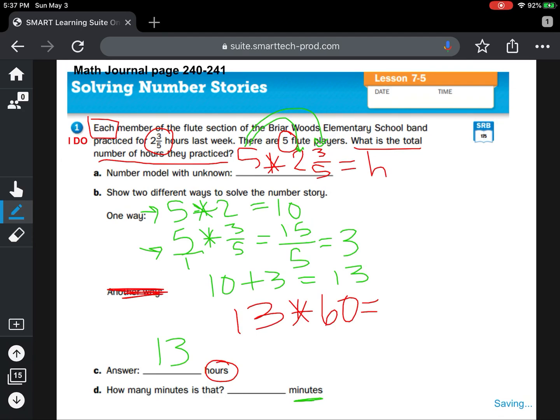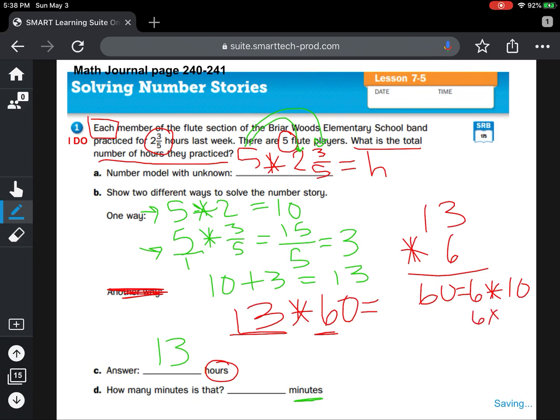Now multiplying 13 times 60 can be kind of hard because those are big numbers. So let's make it easier. Let's just multiply 13 times 6, then we can add that 0 on at the end. So I'm going to go over here and rewrite my problem so it's up and down instead of horizontal. 13 times 6. First we solve our 6 times the 1, which is worth 10. That equals 60. Then our 6 times the 3 is 18. Add those together and we have a total of 78.